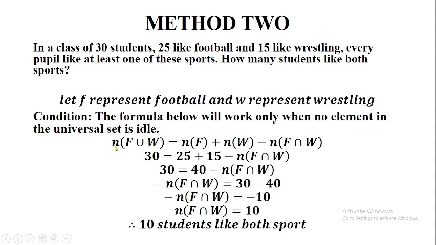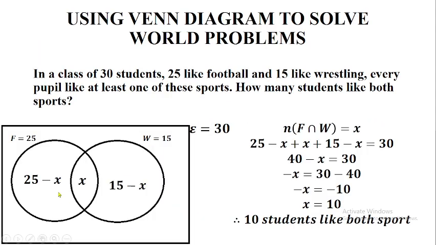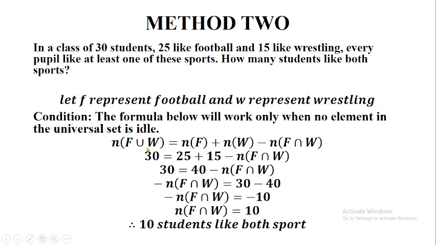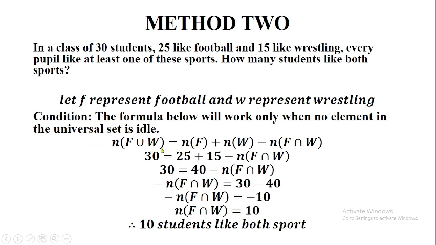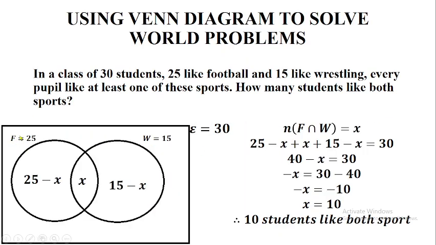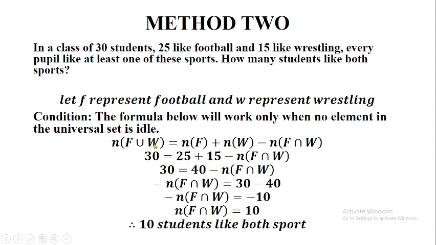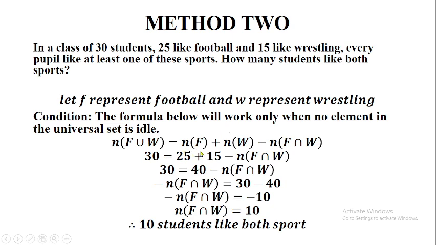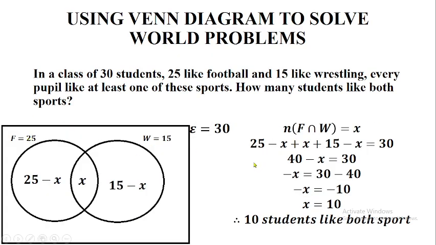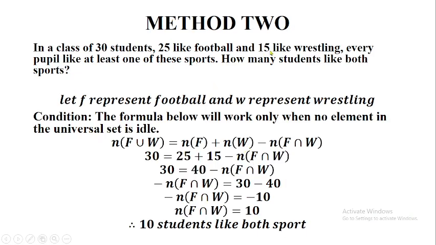And what's the formula? We have the number of F union W, all the elements here, is equal to the number of elements in football plus the number of elements in wrestling minus the intersection between them. So the number of F union W, which you have been given is 30, equals the number of elements in F, which is 25, plus the number of elements in W, which is 15, minus the number of elements in F intersection W. That's what we are looking for.